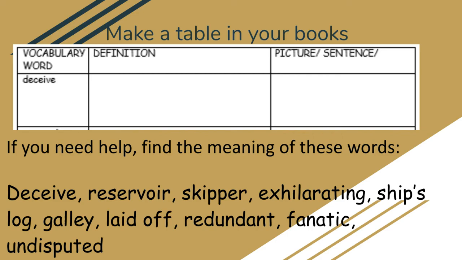If you're unsure still, you can then use a dictionary if you've got one at home. And if you don't have a dictionary, you can go onto Google and you can search definition of deceive. Once you've found your definition, because in your book, what you're going to do is have vocabulary word here, split with a line down with definition there, and then another line down with picture or sentence at the end. Deceive will go here.